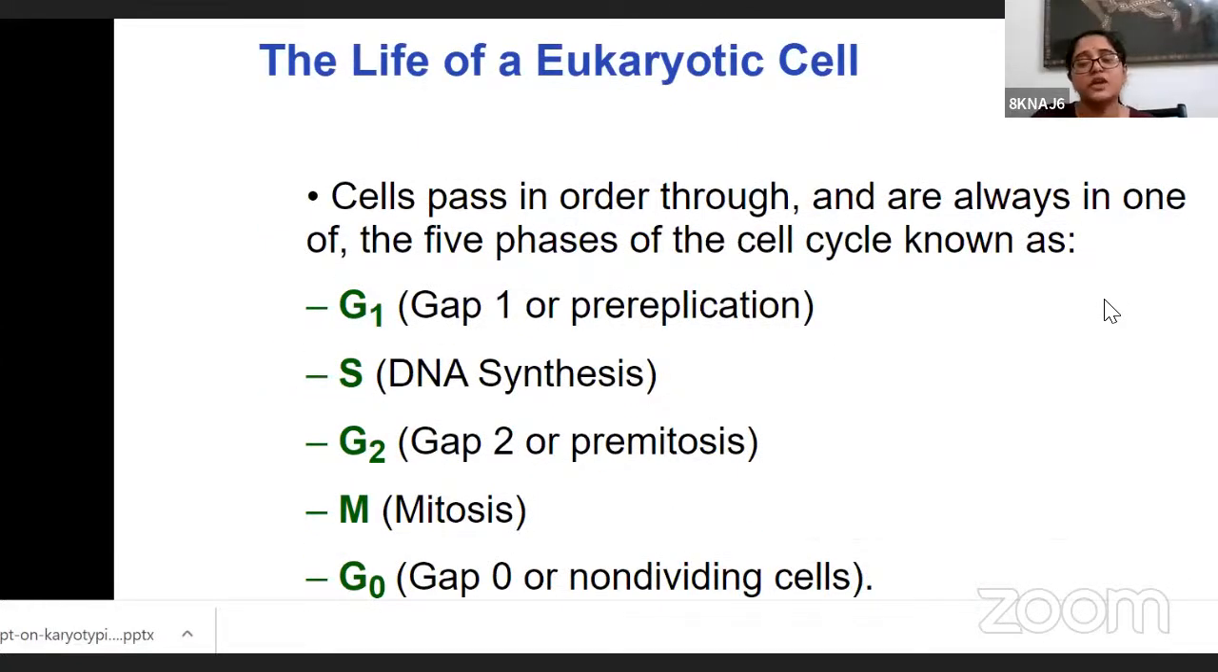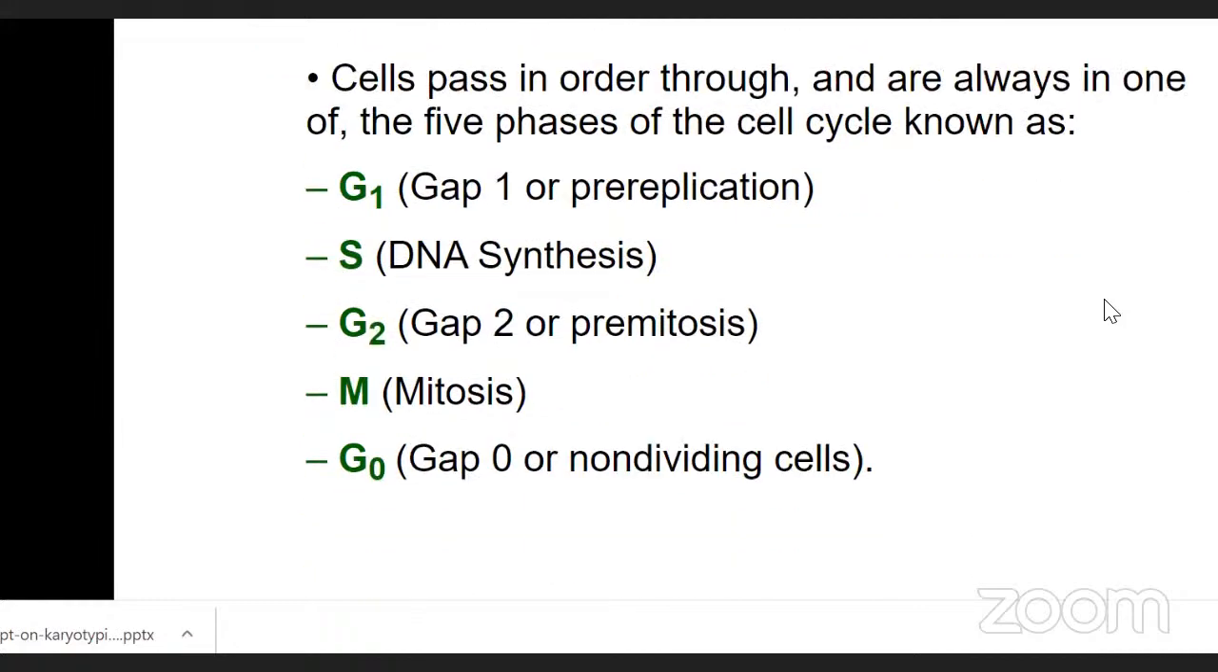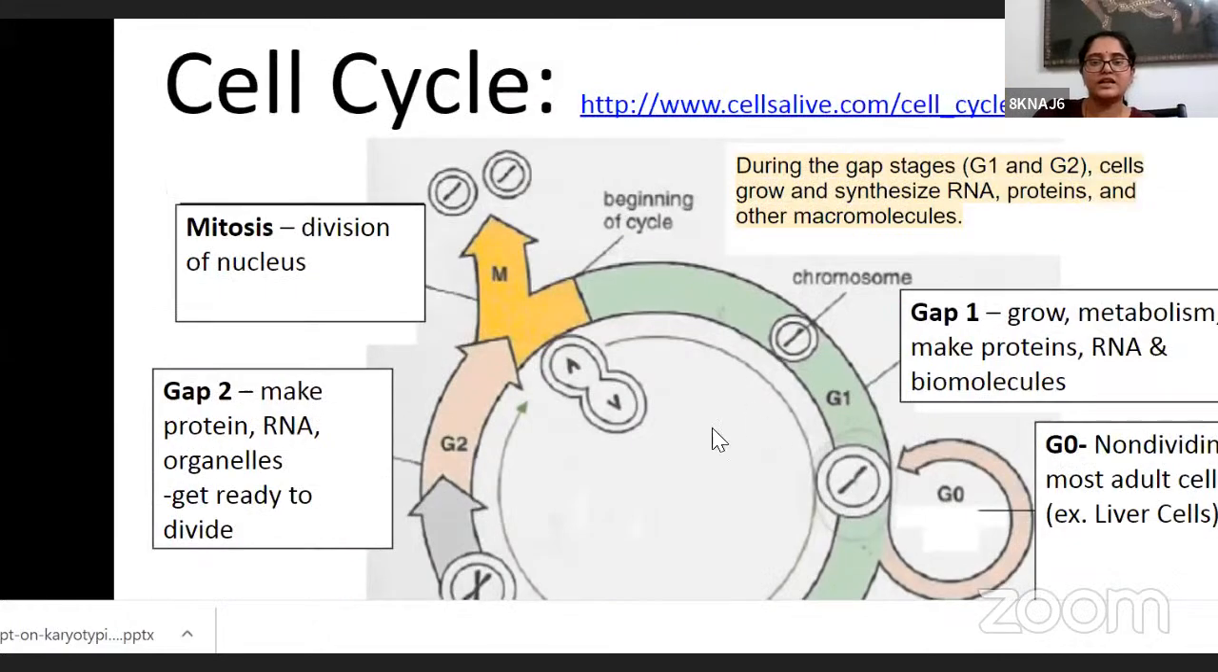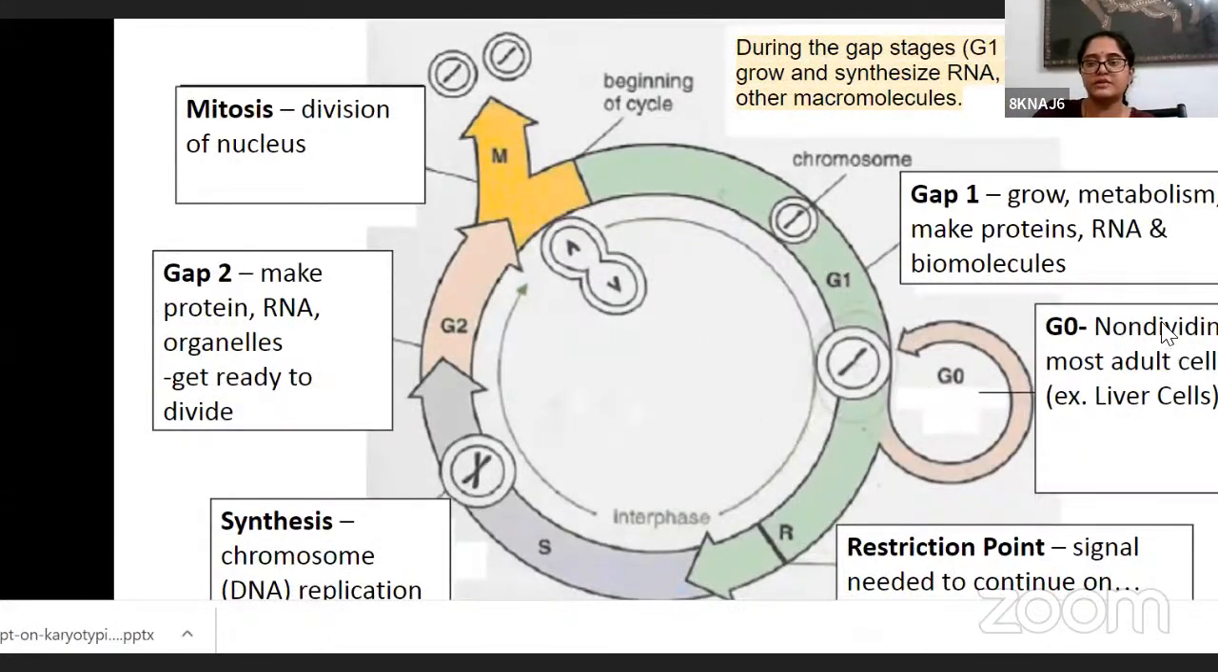Whereas in the case of the mitotic cell, you get to see that it goes through a cell cycle, wherein you have the G1 phase, that is the gap or pre-replication phase, the S phase, wherein synthesis of DNA takes place, synthesis of the genetic material, then the G2 phase or the pre-mitosis phase, then you have the M phase, the mitosis phase, and the G0 phase, which is the non-dividing phase, which is important basically. So this is how the cell cycle is, as you can see in this picture.